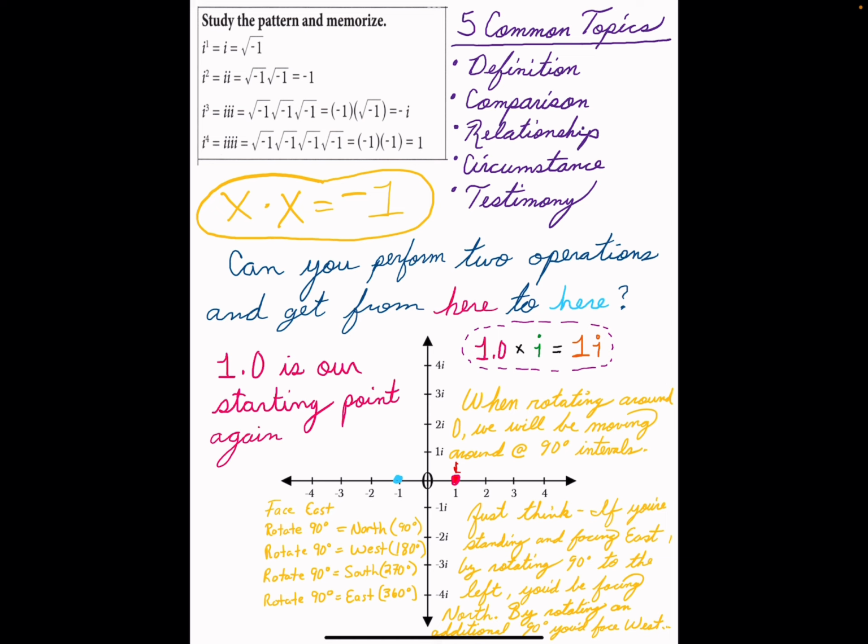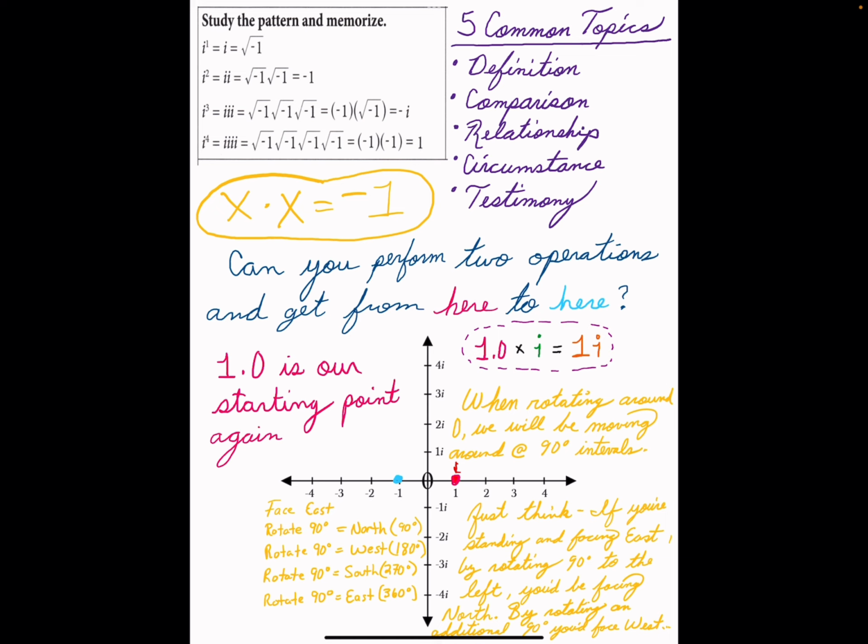Just think, if you're standing and facing east, by rotating 90 degrees to the left, you would be facing north. By rotating an additional 90 degrees, you would be facing west, which would take you from 90 to 180 degrees. You rotate again by 90 degrees to the left, you're going to be facing south. You've now made a 270-degree rotation. And if you rotate again to the left at 90 degrees, you've made a full 360 rotation, and you are now facing east again. So that's basically what we're doing here.